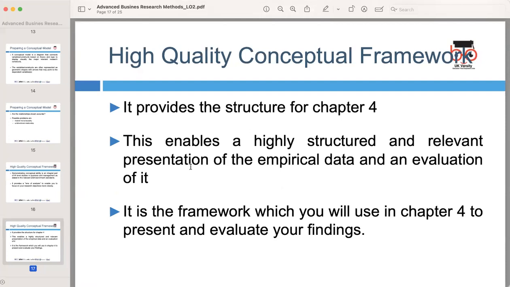Next is a high quality conceptual framework. It provides the structure of chapter 4. This enables a highly structured and relevant presentation of the impartial data and evaluation. It is the framework which you will use in chapter 4 to present and evaluate your findings.